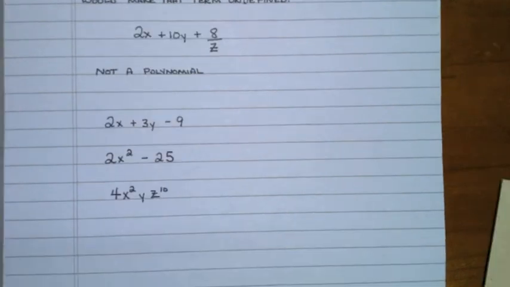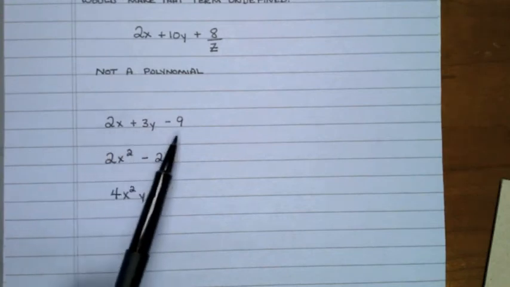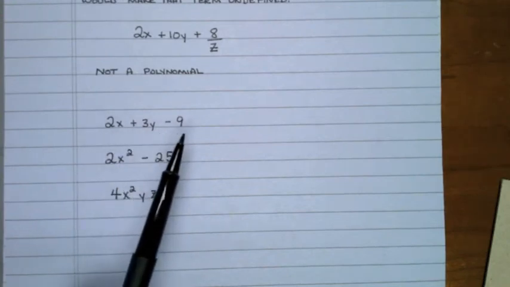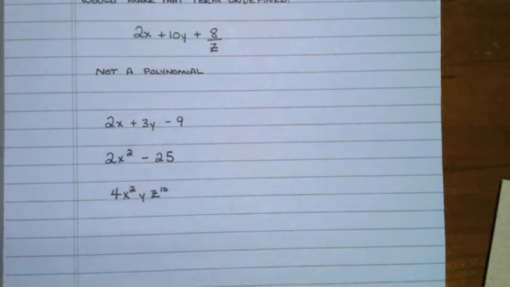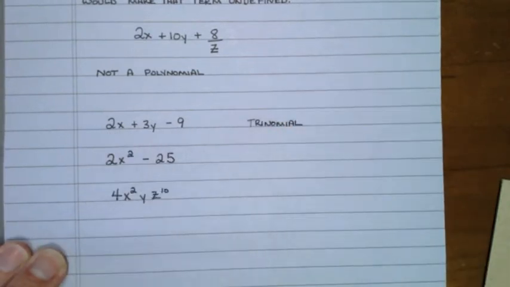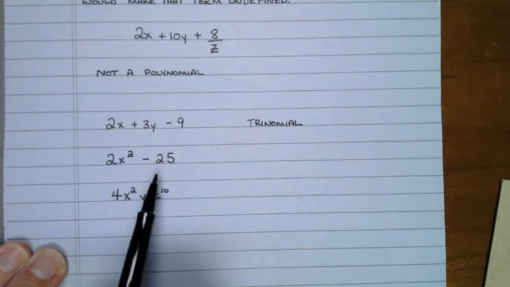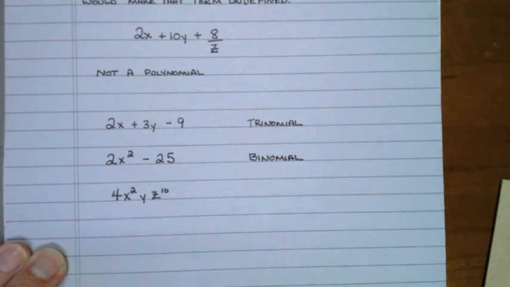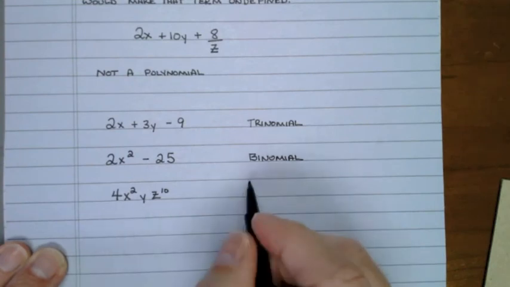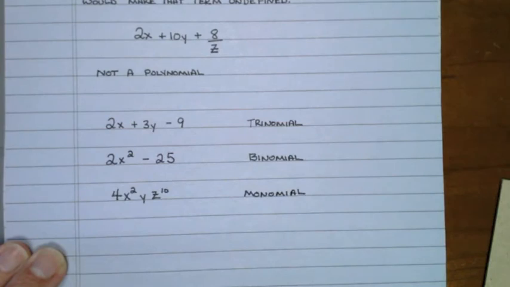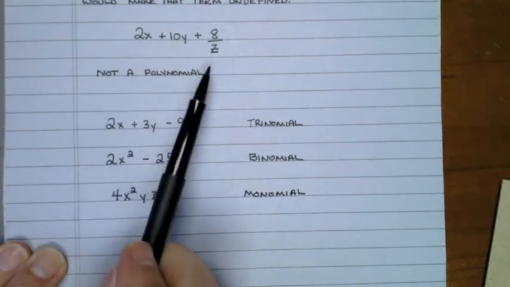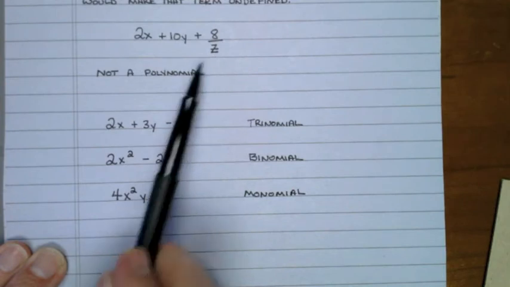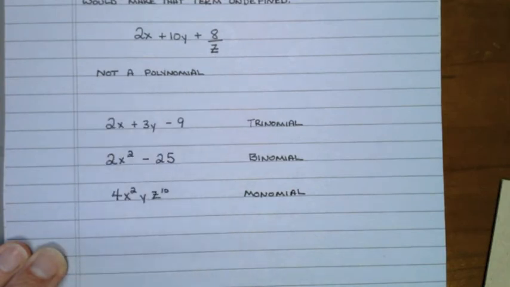So looking at these examples again, what name could we give to this polynomial right here? This would be a trinomial because it has three terms. This one right here would be called a binomial because it has two terms. This one right here would be a monomial because it has one term. And if you see any that have a variable in the denominator, you're going to write it's not a polynomial. If I gave you one that had four terms, you would just simply call it a polynomial.